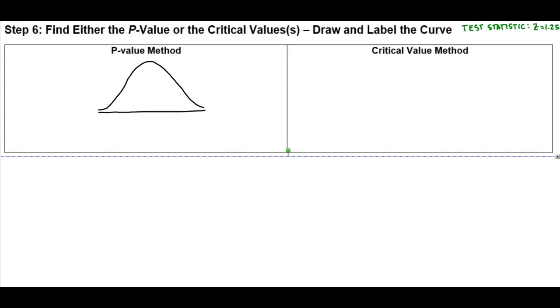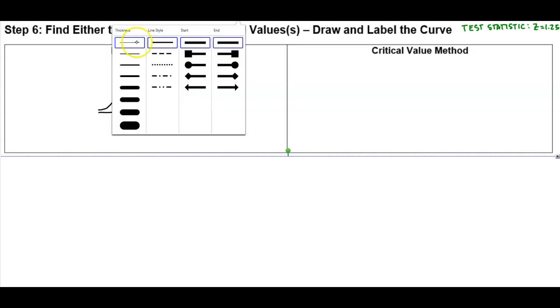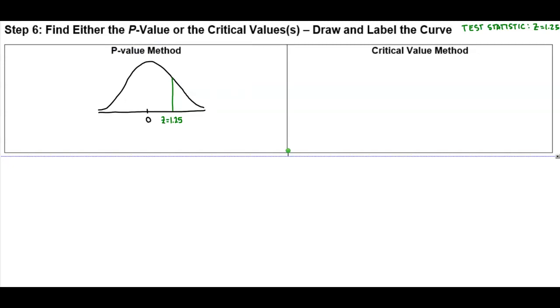Okay, and so what do we know? We know that the test statistic is 1.25. Recall that this is a right tail. So because it's a right tail, we know that we're going to be shading to the right of that value. So therefore, what we want to be able to do is find this area here.